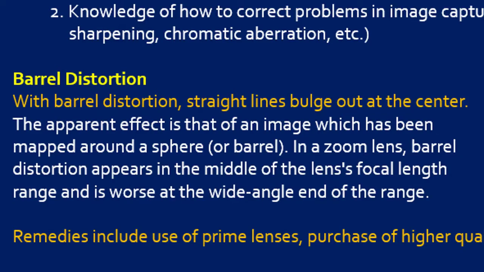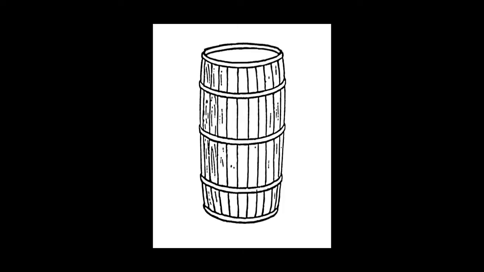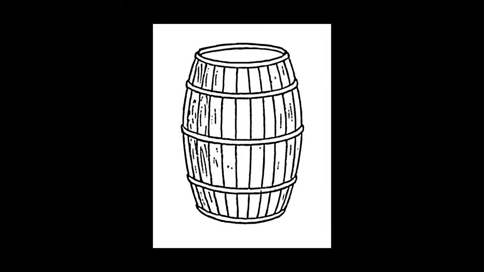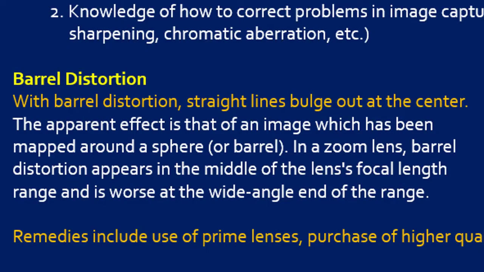Barrel distortion. With barrel distortion, straight lines tend to bulge out at the center. The apparent effect is that of an image which has been mapped around the shape of a sphere or a barrel. In a zoom lens, barrel distortion appears in the center of the lens's focal lengths range and is worse at the wide-angle end of that range. Remedies include using prime lenses or higher quality zoom lenses, but you can also do some post-production corrections in your image editing software.